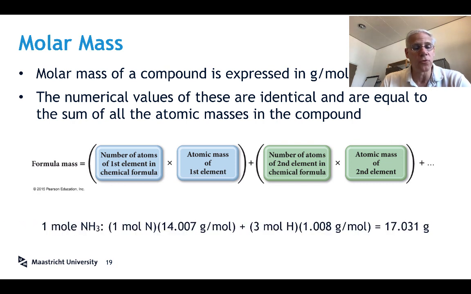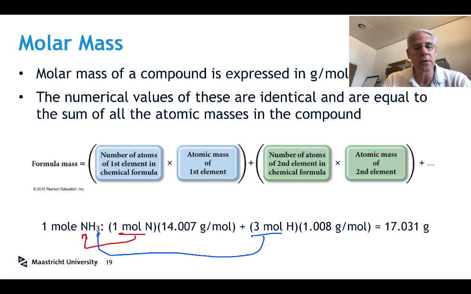So as an example, we can do NH3, ammonia. We see that we have 1 mole of nitrogen there from our formula because there's only one nitrogen there. We look at the periodic table for nitrogen. We have 14.077 grams per mole. We add that to the hydrogens and we have 3 moles of hydrogen because of that 3 right there. And then the molar mass of hydrogen is 1.008 grams per mole. And when we add all that up, we get 17.031 grams, and that should be per mole. Okay, so that would be the molar mass of our ammonia.